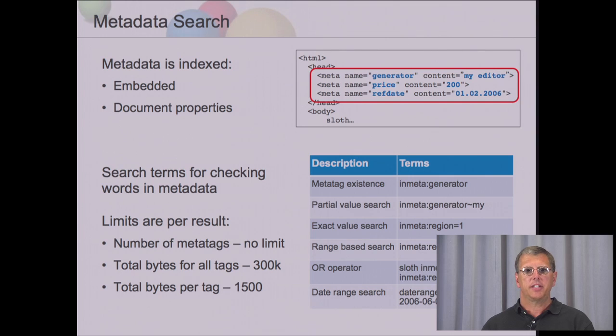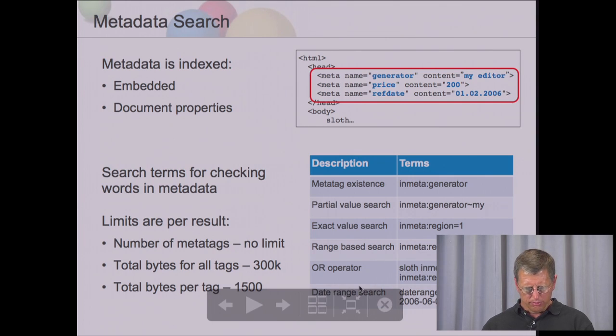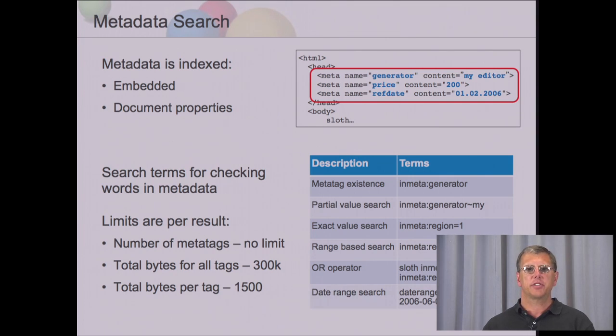There are some limits on metadata. There's no limit on the number of meta tags for a specific document. So you could have 100 meta tags, 1,000 meta tags, no limit. The total number of bytes for all the tags is limited to 300K. So if you have 1,000 tags, then you're going to be limited to 300 characters roughly per each tag. The total number of bytes for a specific tag is 1,500.